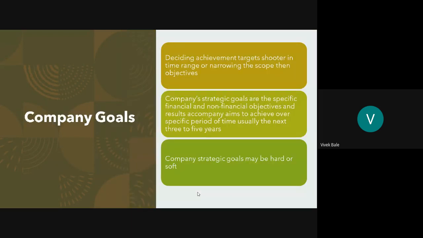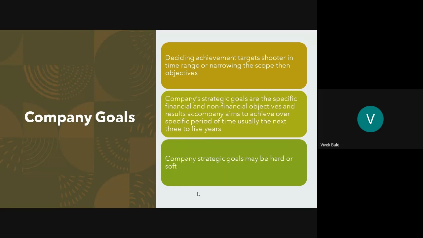After the formulation of strategy, you should focus on the goals of the company, because strategy formulation starts with deciding the goals of the company. Goal means the expectations that the company wants to meet in the future, and for that purpose, what is the current situation or condition in the company. So the company's goals mean deciding achievable targets which can be achieved within a specific time. To achieve that target, you narrow down that goal to objectives, because your objectives are in alignment with the goals.